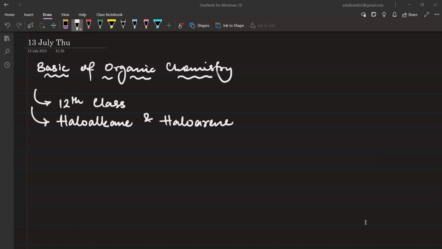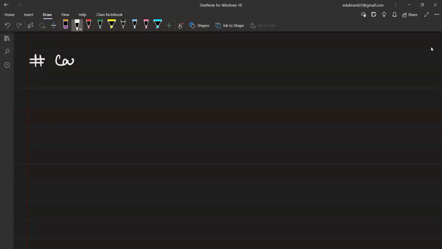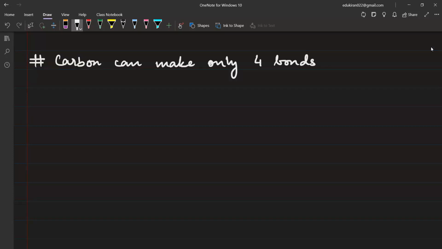Now we'll start with a very basic idea that carbon can make 4 bonds. Tetravalency of carbon. Carbon can make only 4 bonds, right? In order to be stable.